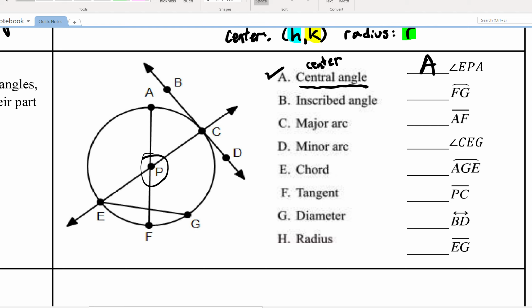So that is my central angle. Now, an inscribed angle is an angle whose vertex is on the circle. And I really only see one of those, and it would be, the inscribed angle would be this right here.